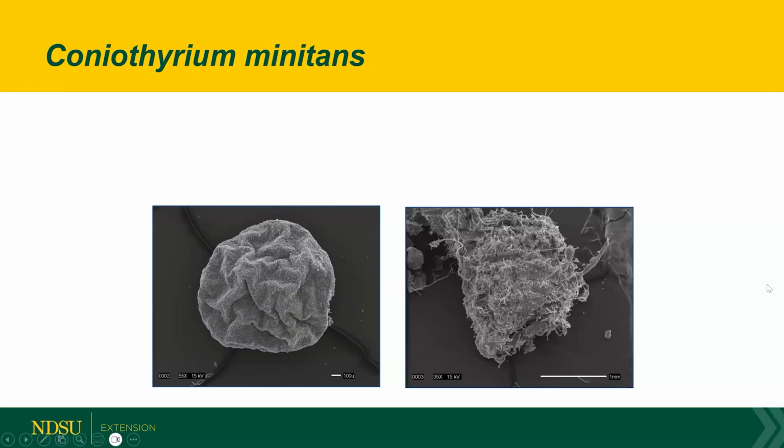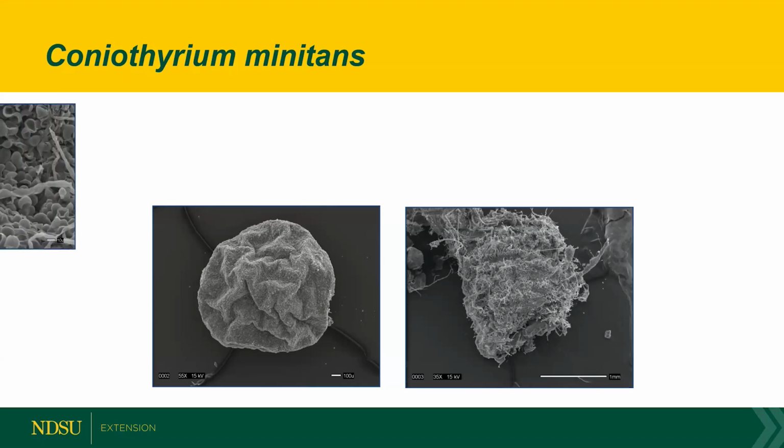The one on the left is a very healthy sclerotia, okay? We can see that thing is very well intact. The one on the right-hand side is parasitized by this Coniothyrium. We can see all these thread-like materials are that Coniothyrium or Contans fungus growing all over that sclerotia.